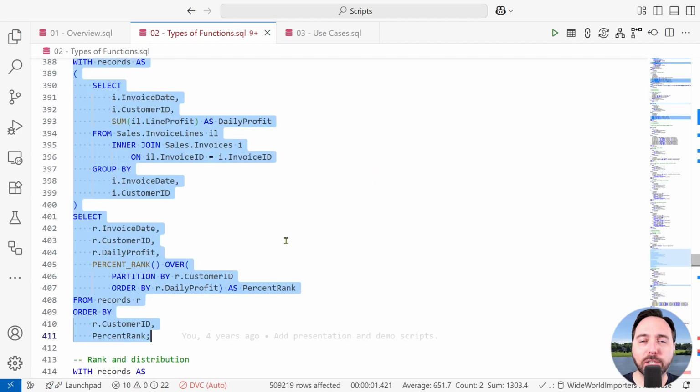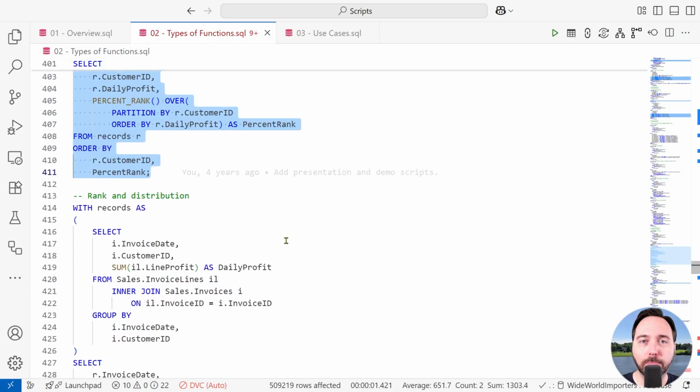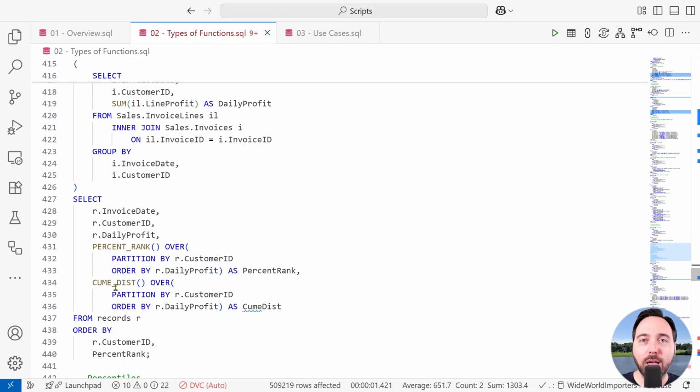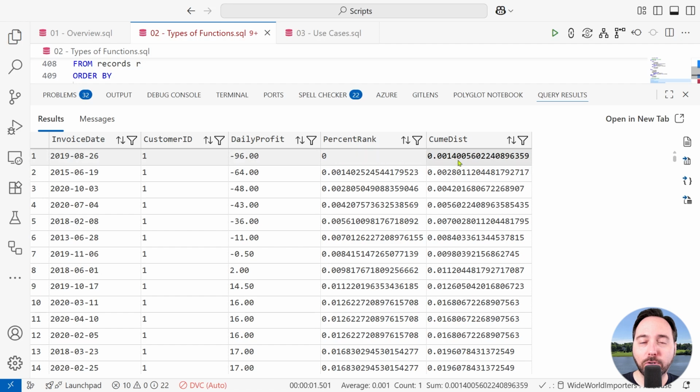The next window function I want to cover is the cumulative distribution function. This behaves similarly to percent rank, but the definition is slightly different. As I mentioned before, percent rank is essentially what percentage of the number line do we need to traverse before we reach this record. Cumulative distribution, meanwhile, asks what percentage of records have a value equal to or less than this value. For this reason, the first row's cumulative distribution is 0.0014, not 0 like its percent rank result. That's because 1 out of 714 rows have a value less than or equal to negative $96.